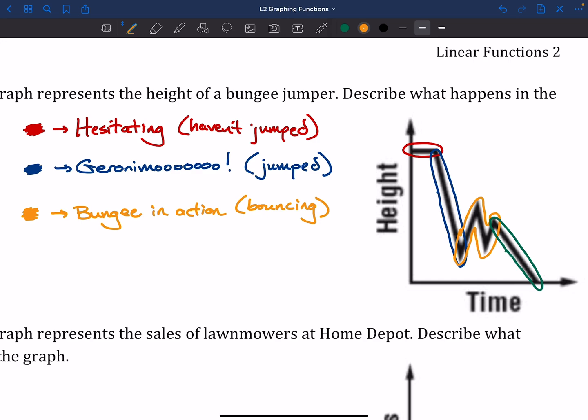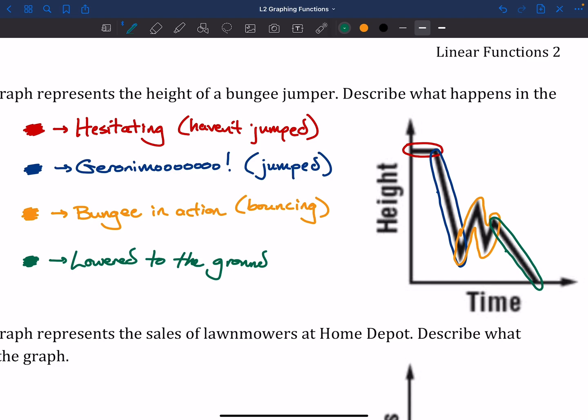We started up high with the red, we traveled way down with the blue, and then we're bouncing up and down with the orange. And then that green piece, right? It looks like we're coming down to earth, but it's definitely slower than it was with the blue, right? We are being lowered to the ground.